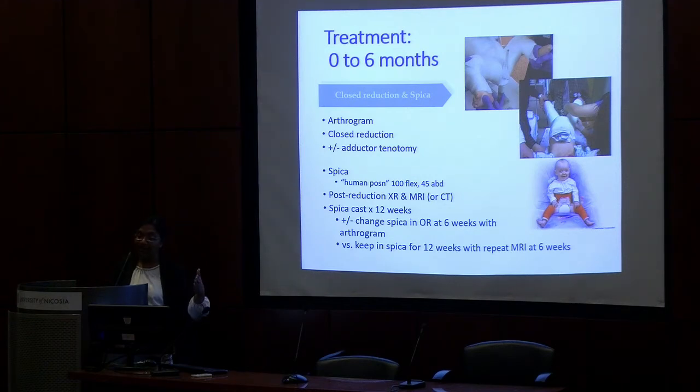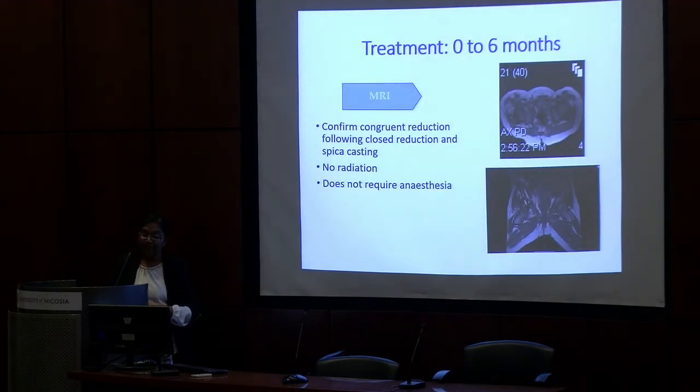But no matter what it is, 6 weeks in, you're going to either take them back to the OR, repeat the arthrogram, and put a new spica on, or you're going to get an MRI in the spica. You're going to check them at 6 weeks to make sure the hip is still in and continue for another 6 weeks. So the MRI will confirm that the hip is in joint.